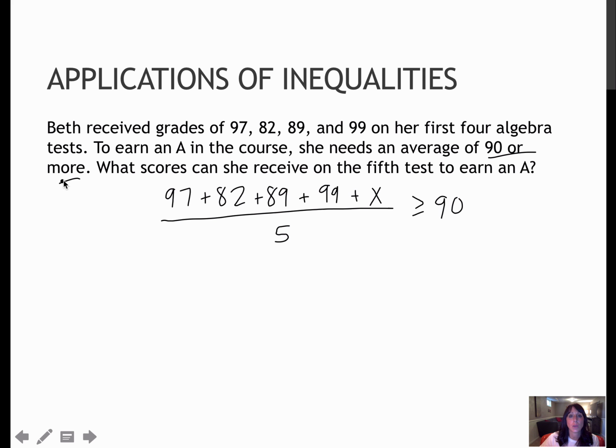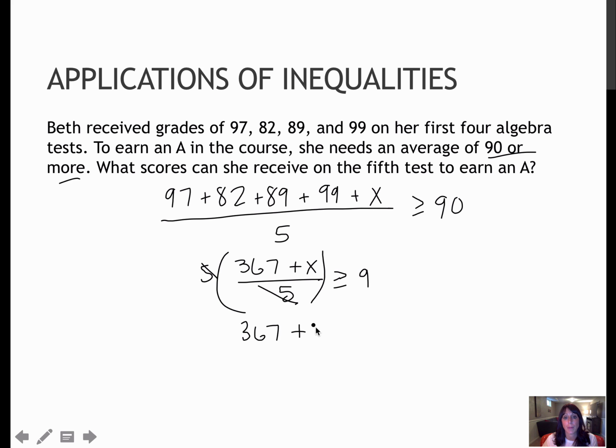So that's an inequality. Notice I didn't put an equal sign because there's not just one score she could earn. It's going to be any value that's greater than whatever we come up with. Next, I'm going to combine these values together, which gives me (367 + x)/5 is greater than or equal to 90. Of course, we hate dealing with fractions, so I'm going to multiply by 5 on each side. Multiplying by 5 on the left side gets rid of the fraction, which is what I wanted.